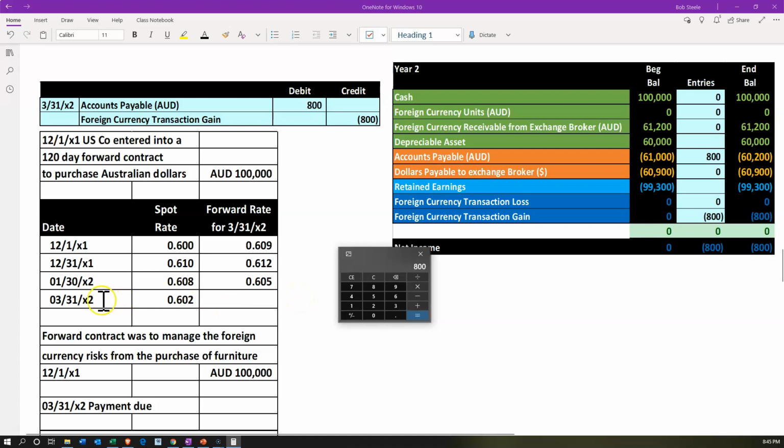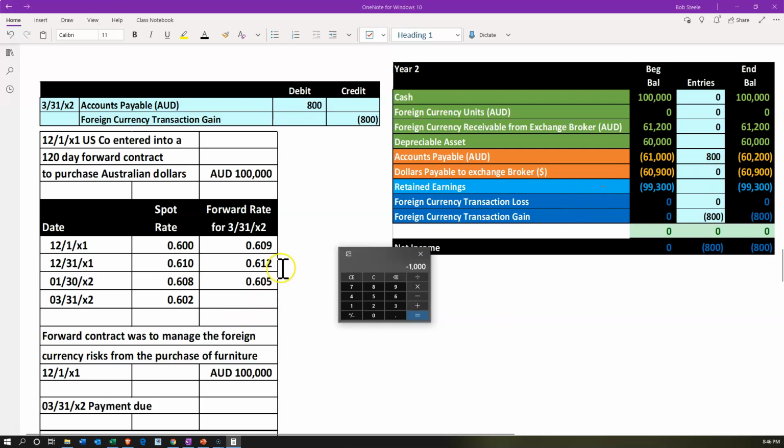It is that point in time. We can't have 3/31/x2 and be predicting into the future. It is what it is as of now. We're now at that point in time, so there is no forward or predictive rate. We're just going to be taking the spot rate, which is 100,000 times the 0.602, and that's going to be the 60,200. And if we take that minus the 61,200, we're going to have a difference of $1,000. This is going to be a loss.